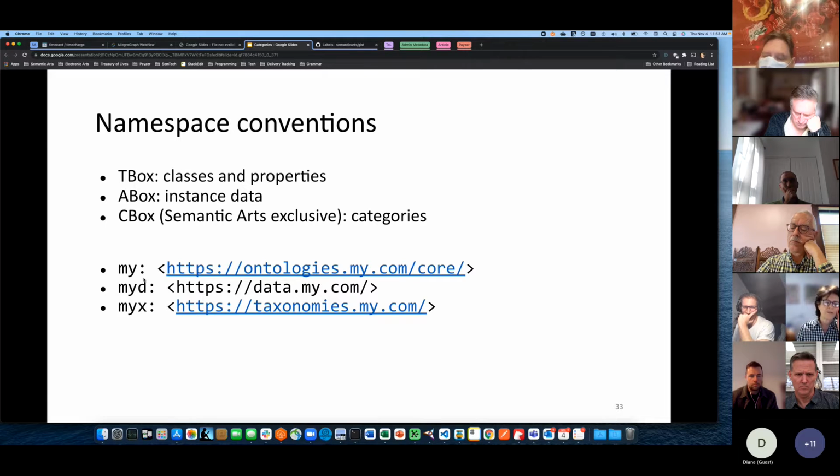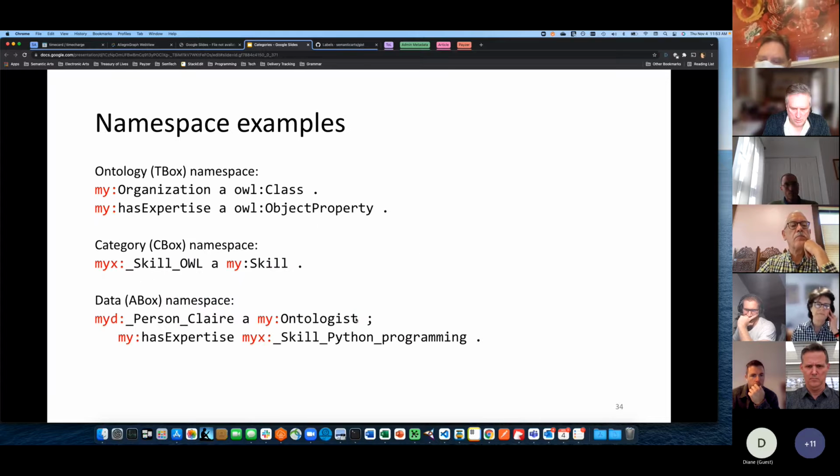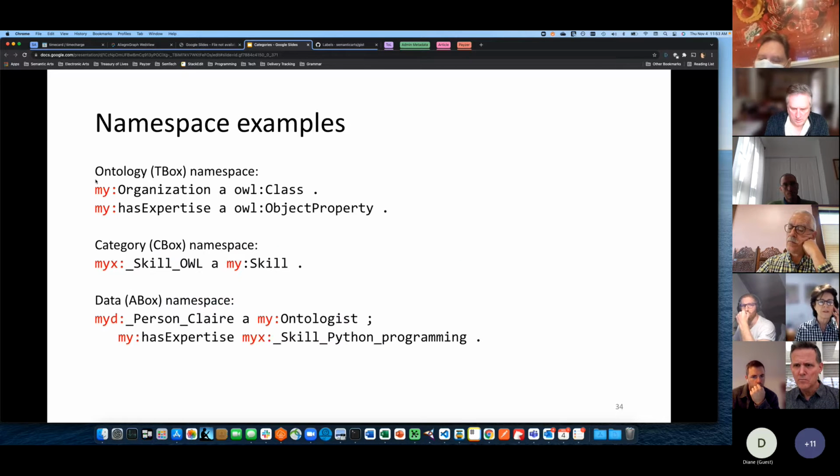So we have whatever the ontology namespace is with a defined prefix. And for the prefix, we stick a D after that for instance data, and we could typically have a namespace like this one. And then for the categories, we stick an X on the prefix, and we would have a URI something like this. Just a quick example. The ontology terms have this MY prefix, and then we have a skill, which is part of the CBox, and a data is a person, is instance data. So it's in this namespace with a D.